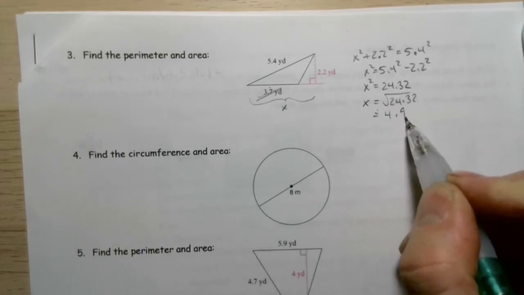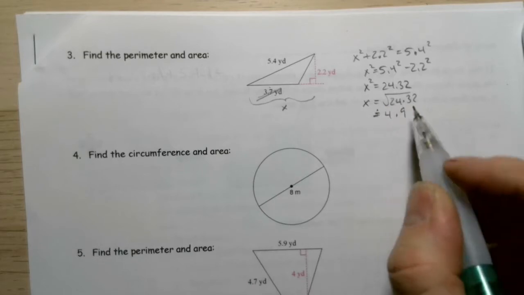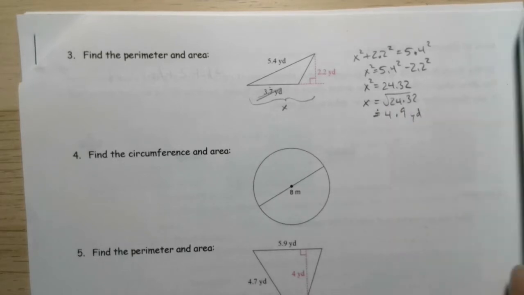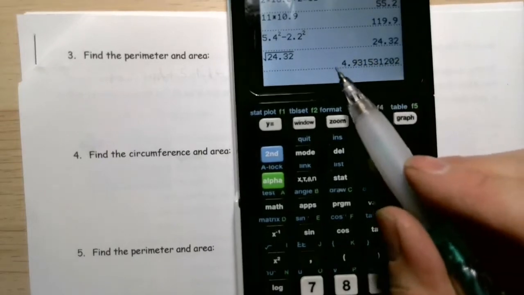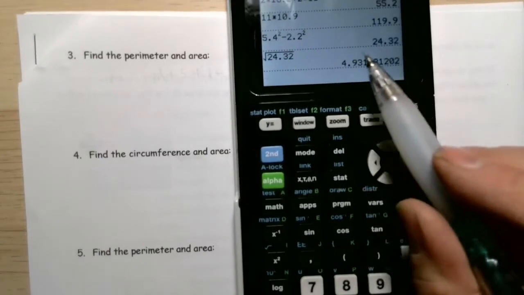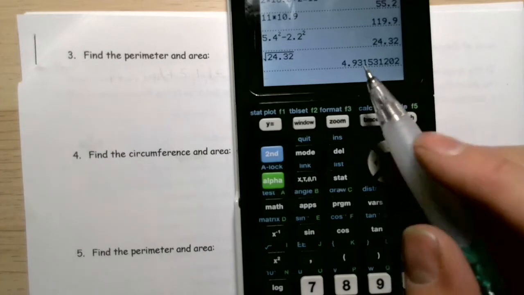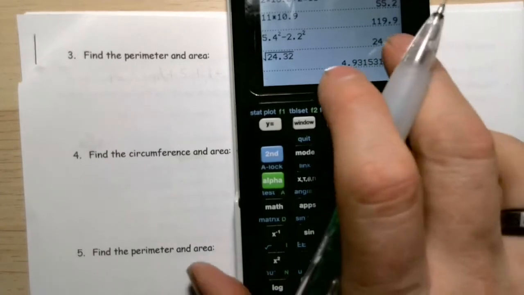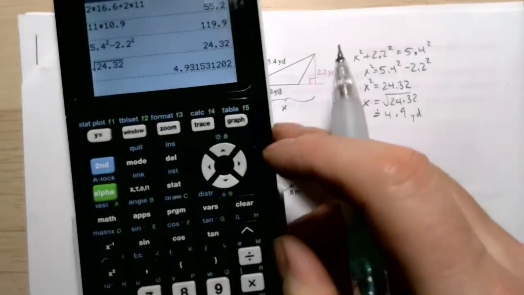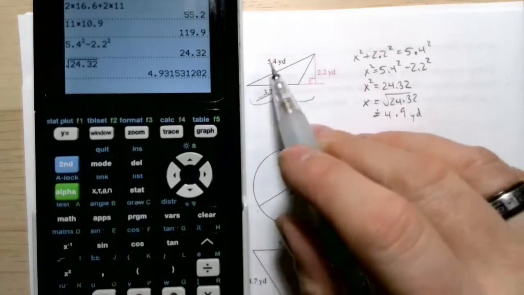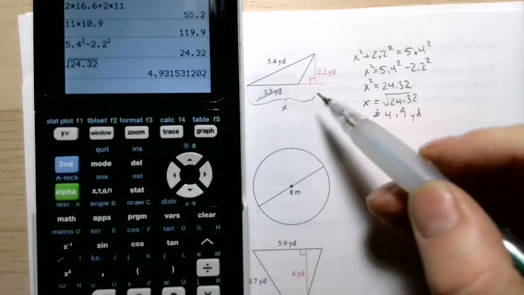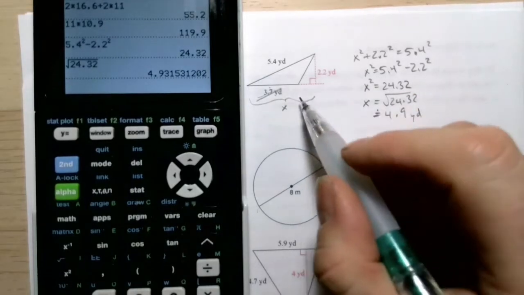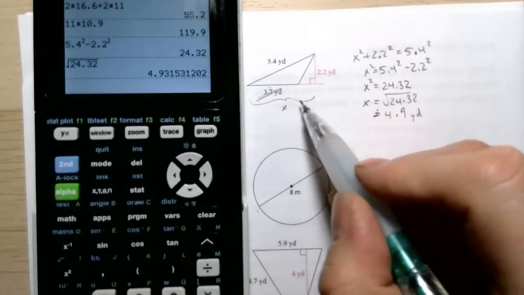I'm going to go to the nearest tenth because the question seems to go to the nearest tenth. So 4.9 yards. When I use this calculation, though, I'm going to leave the entire number in the calculator, but I'm only going to write it down as 4.9. Now, I want to move from this large triangle into this smaller triangle. So now I know that this whole length here is 4.9.